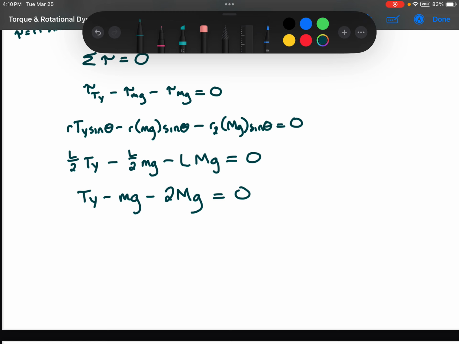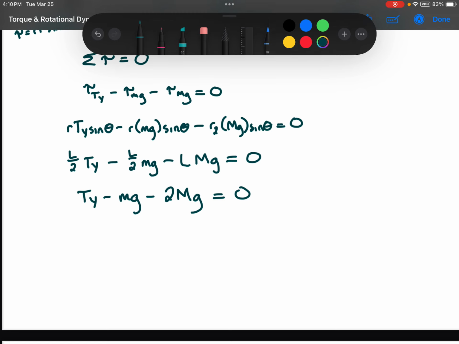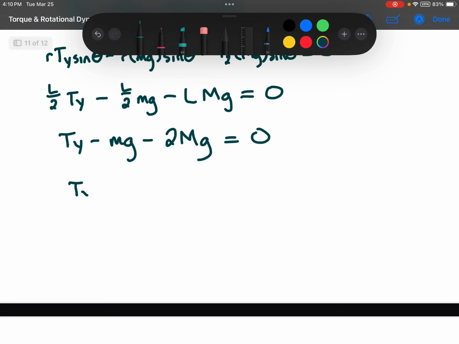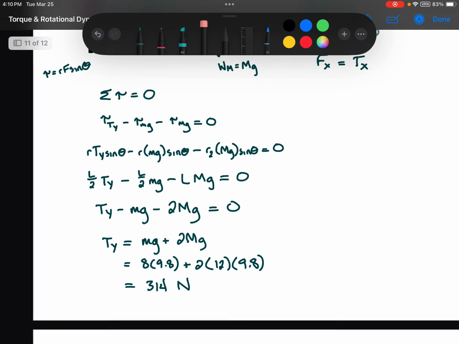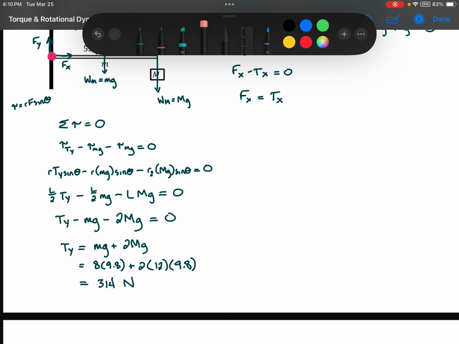And what's so nice here, we know little m, we know big M, and of course g is our acceleration due to gravity. So now we can easily solve this for Ty. It's going to be the sum mg plus 2 Mg, putting in those numbers, 8 times 9.8 plus 2 times 12 times 9.8, and we get the tension in the y direction is 314 newtons. All right, that's really helpful to us because now we are finally starting to piece together some of these unknowns.